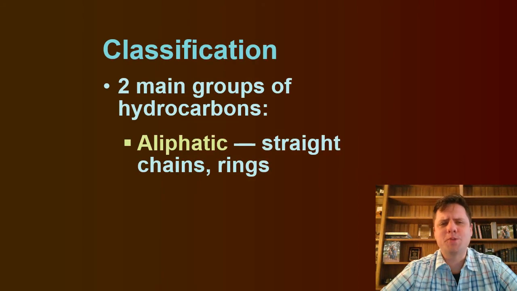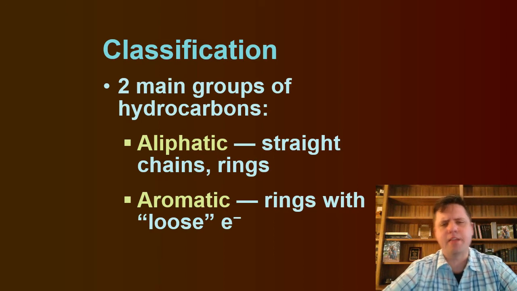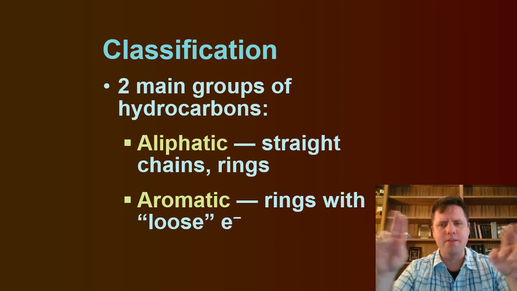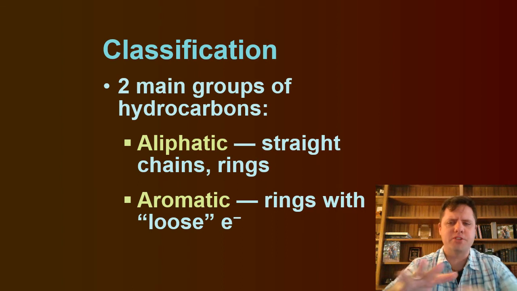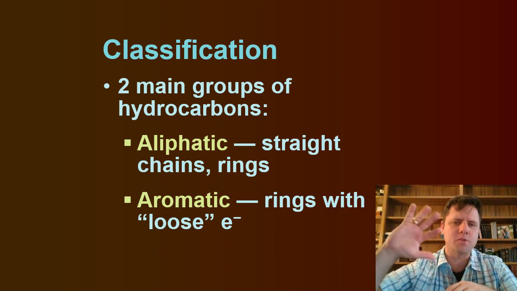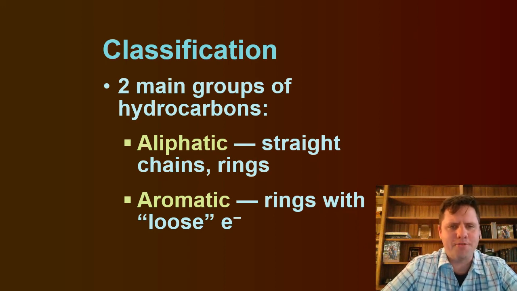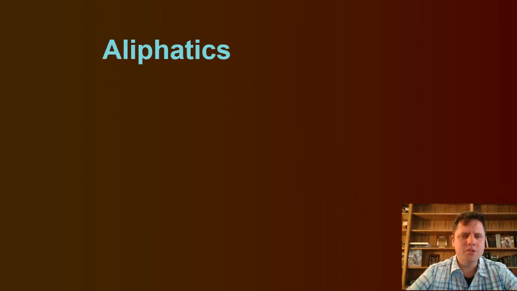There are two main groups of hydrocarbons: aliphatic hydrocarbons and aromatic hydrocarbons. The difference is that the aliphatics are either straight chains or they're ringed together, where the end of one gets attached to the other side. The aromatic hydrocarbons have a particular ring, with loose electrons. We're going to be looking at the aliphatic hydrocarbons together. We won't even be really dealing with the aromatic ones in our class because of time. So let's talk about aliphatics.